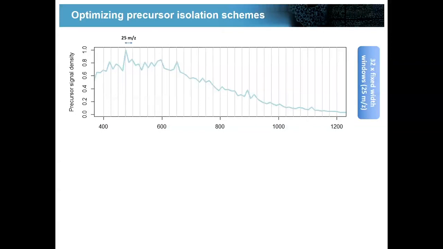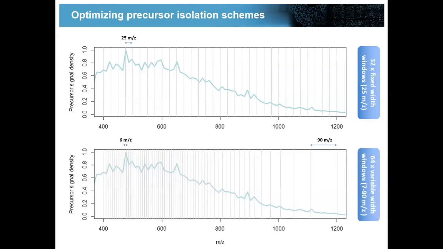Just as a side note, the original method described these 25 m/z windows, and we had 32 of those to cover the whole space. But relatively early on, we realized that the distribution of signal across the mass range is not even. In the range from 400 up to 800, we have a lot more peptides than in the range from 800 to 1200. So for the last few years, we've also been using more windows, but of narrower width, and we also vary this width across the mass range.